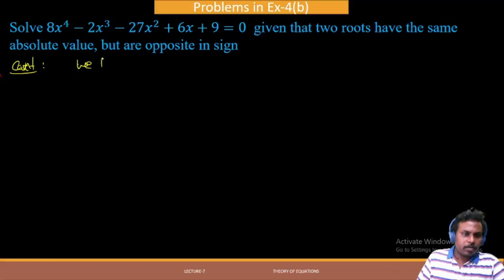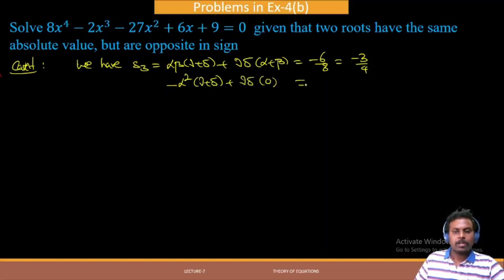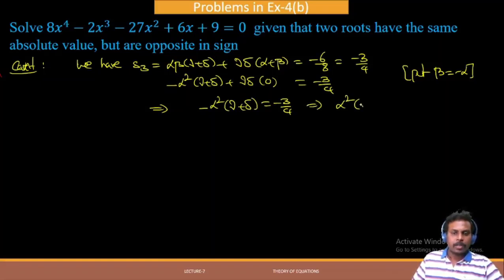Okay. So we have S3 is equal to alpha beta into gamma plus delta plus gamma delta into alpha plus beta, that is equal to minus plus minus. So this is minus 6 by 8, that is equal to minus 3 by 4. Now substitute beta is equal to minus alpha, then this becomes minus alpha square into gamma plus delta plus gamma delta into, this becomes 0, that is equal to minus 3 by 4. Put beta is equal to minus alpha. This is what we have done here. So this implies minus alpha square into gamma plus delta is equal to minus 3 by 4, implies alpha square into gamma plus delta is equal to 3 by 4.